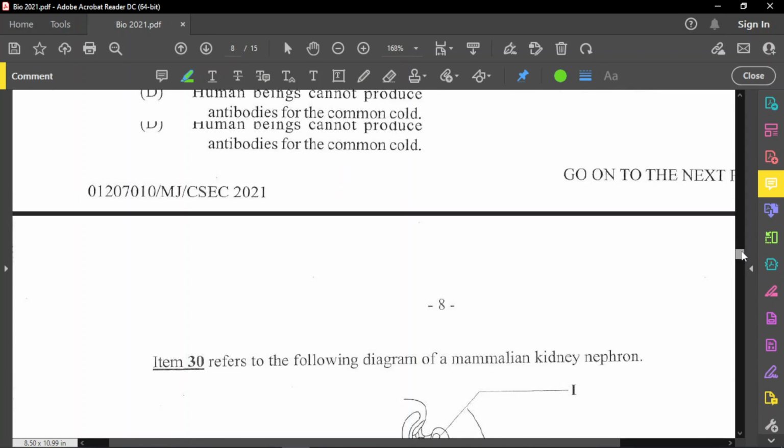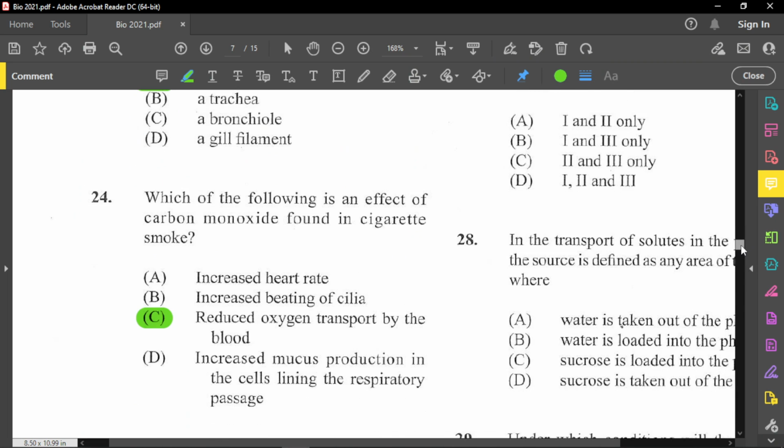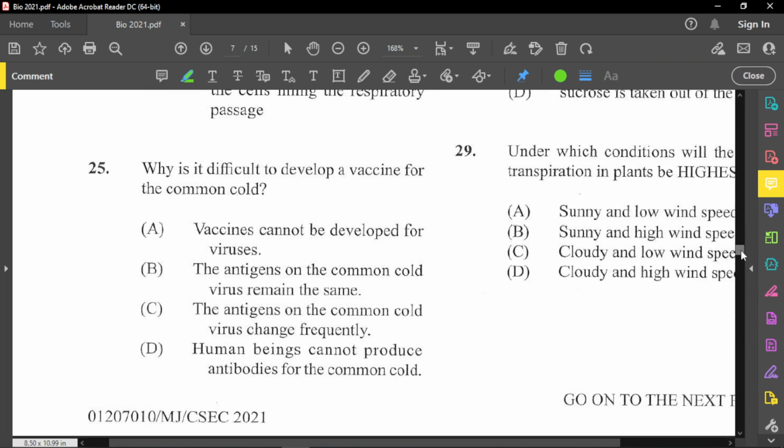And question number 25. I think I'm moving a little bit too fast. Okay, right there. Question number 25. It says, why is it difficult to develop a vaccine for the common cold? All right, so the first option says a vaccine cannot be developed for viruses, which is not true. Of course, we're experiencing that now. There are many vaccines being produced for the coronavirus.